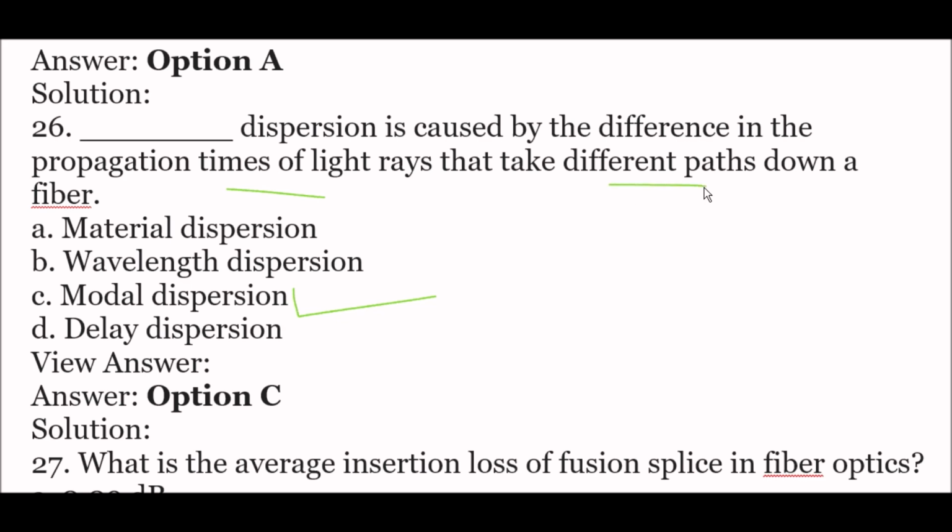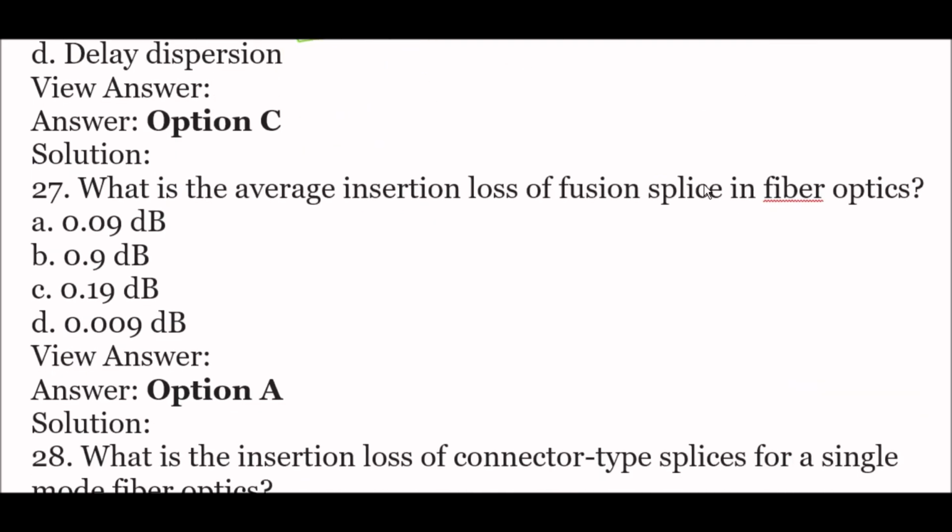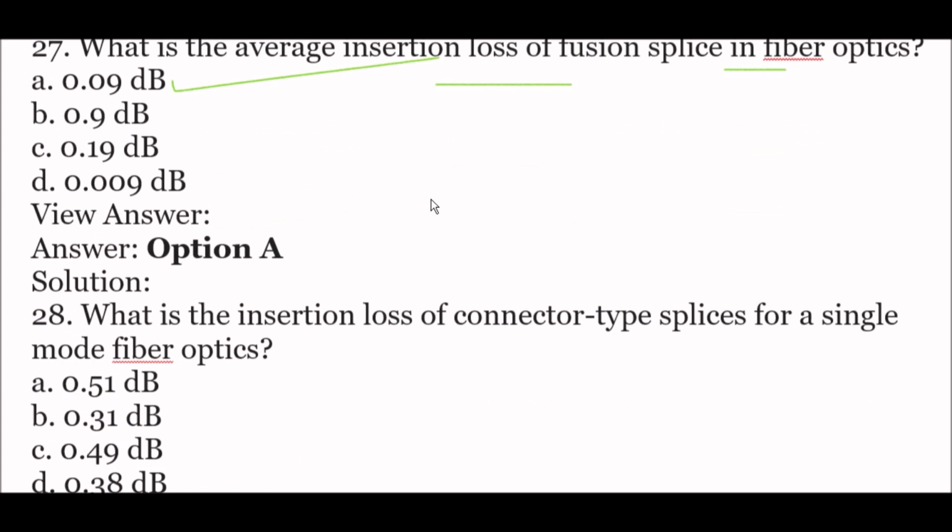Next question. What is the average insertion loss of fusion splice in fiber optics? Option A 0.09 dB, option B 0.9 dB, option C 0.19 dB, option D 0.009 dB. Right answer here is option A 0.09 dB. The average insertion loss of fusion splice in fiber optics is 0.09 dB.